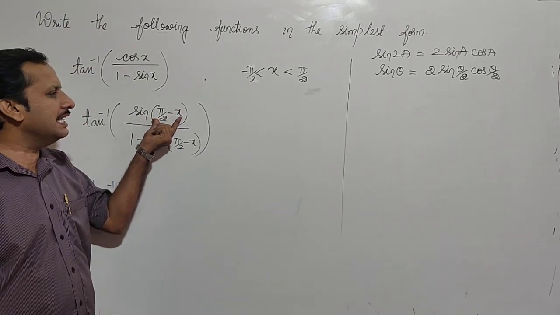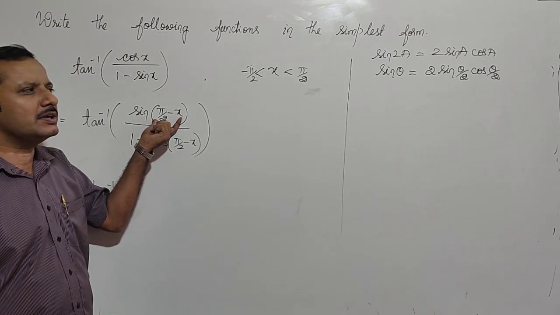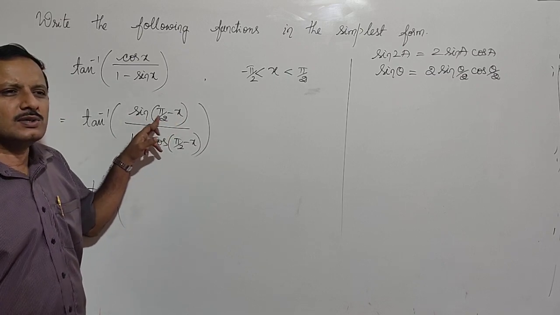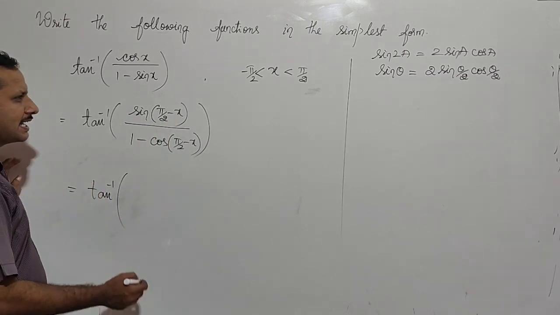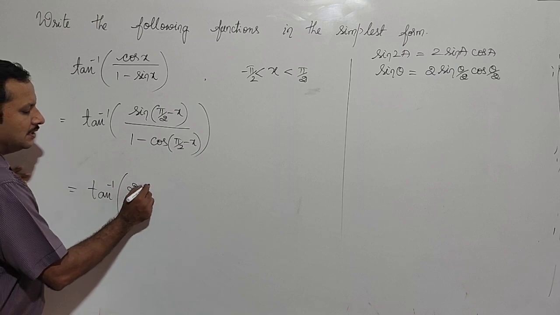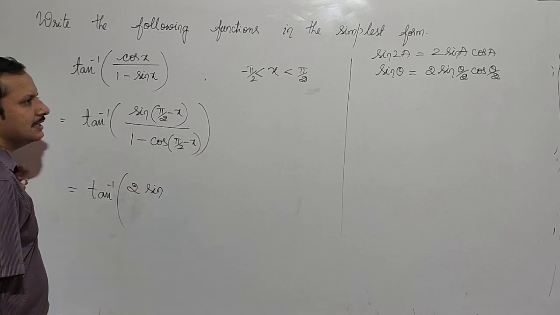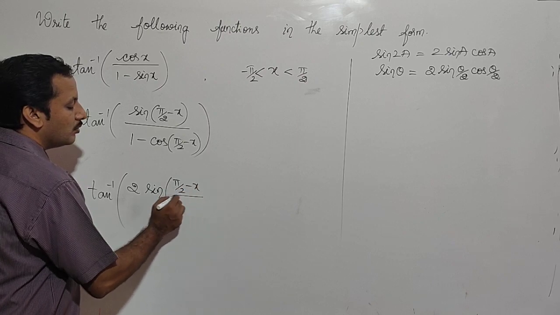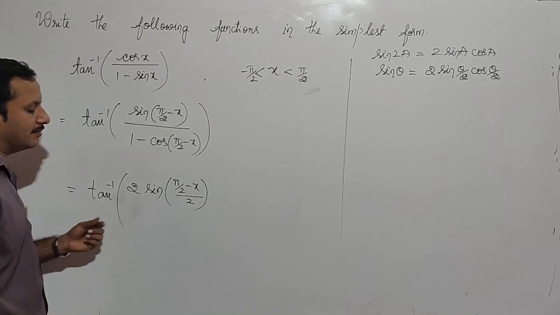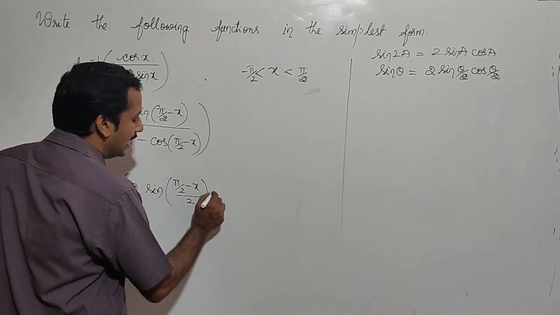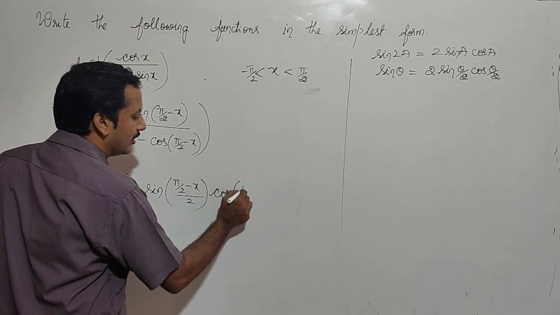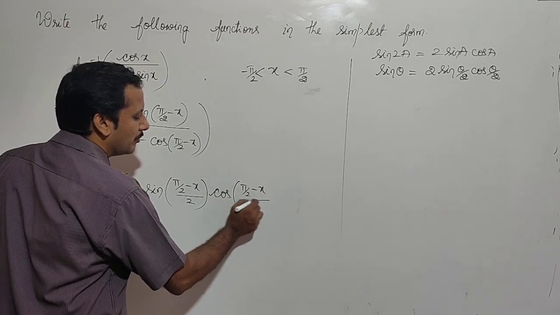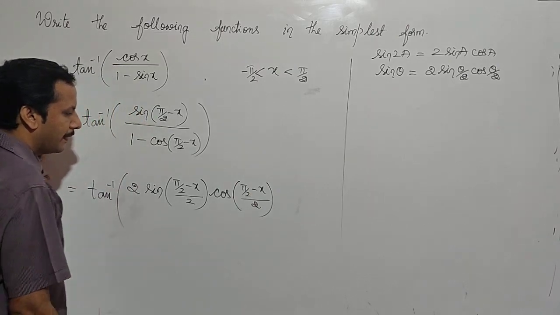In place of theta, we have pi by 2 minus x. So you have sin theta. I want to write sin theta as 2 sin theta by 2. Theta by 2 means pi by 2 minus x divided by 2, into cos theta by 2. That is pi by 2 minus x by 2.